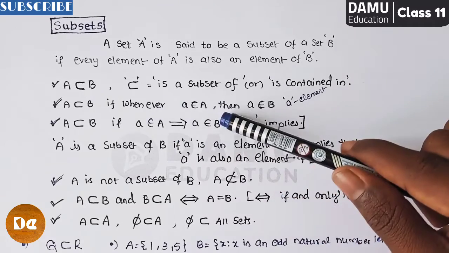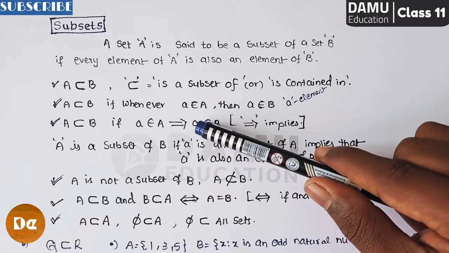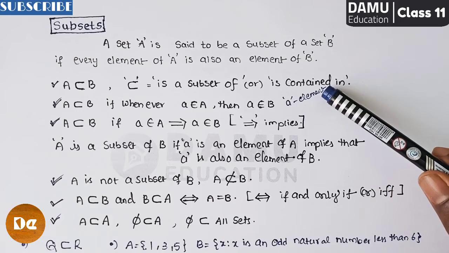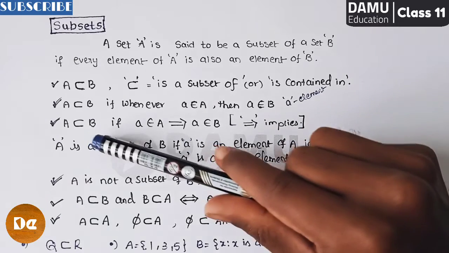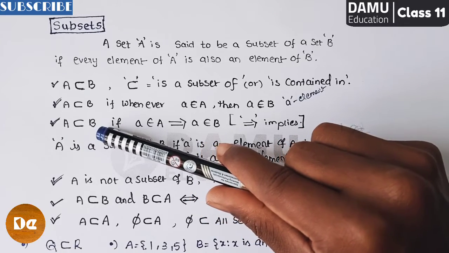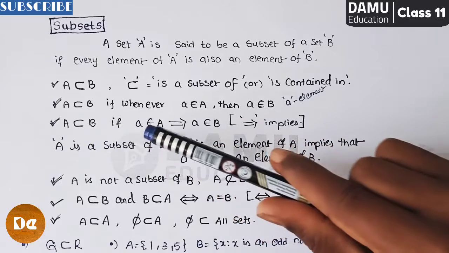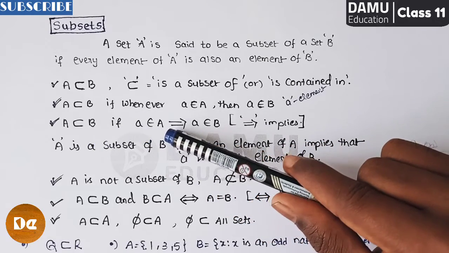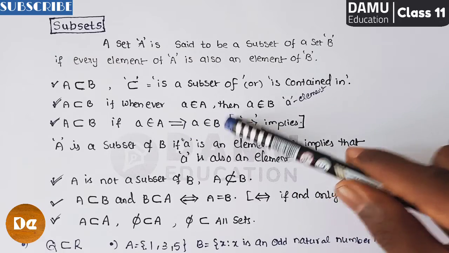So here capital A and capital B denote sets, and small a denotes an element. So this is the implies condition. You can write like this: A is a subset of B if, when an element belongs to capital A, that implies it also belongs to capital B.